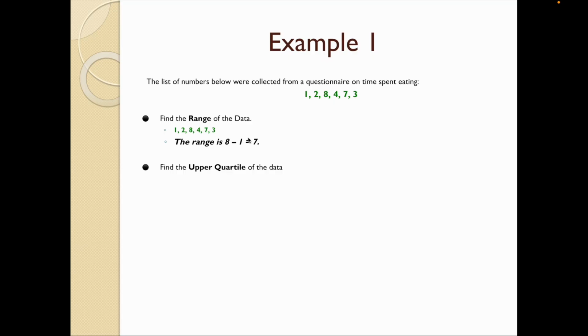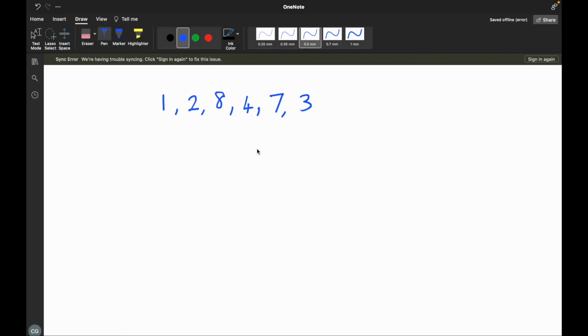Okay, so now upper quartile. I'm going to show y'all how to do upper quartile. I'll show you a little trick that I use to do the upper quartile. All right, so the first thing we have to do is organize this from lowest to highest. That's the first thing we have to do. Anytime we're doing a median or quartiles, we have to arrange from lowest to highest. So the first number I would have is 1, then 2, 3, 4, 7, 8. So do I have it in order of lowest to highest?